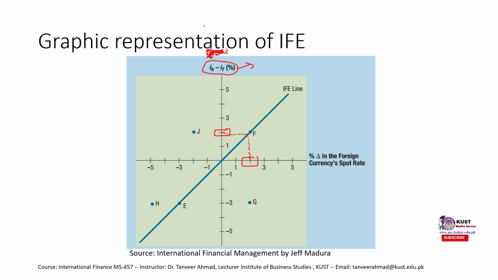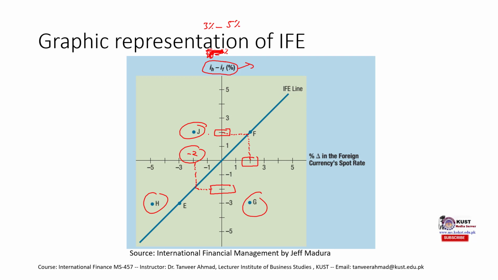If in case we take it the other way around, the home country has an interest rate of 3% and the foreign country interest rate is 5%, then the interest rate differential is minus 2, which is this point, and the foreign currency would depreciate by 2%. Okay, points in this graph that do not fall on the IFE line do not follow the international Fisher effect.